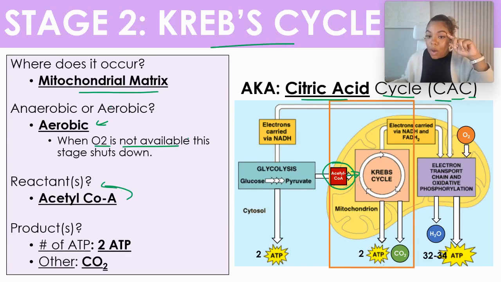Let's look at the products. What is being made? What are the arrows that are pointing out? So we see the arrows that are pointing out show 2 ATP, and they also show carbon dioxide. If oxygen wasn't available, that is 2 ATP that we're missing out on, and also we're missing out on carbon dioxide.